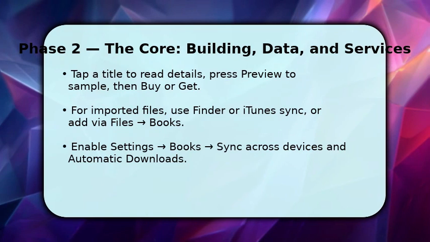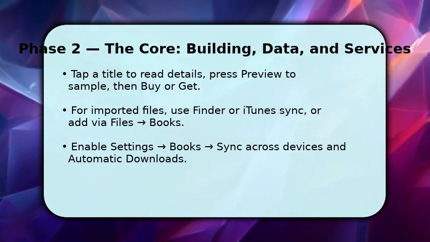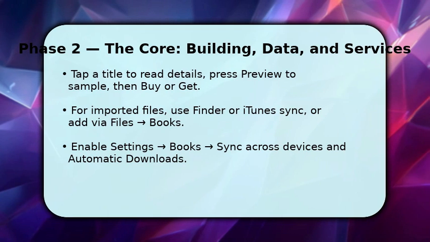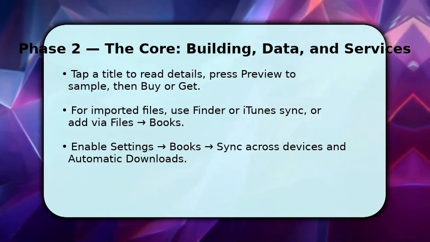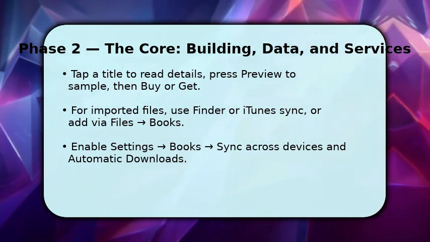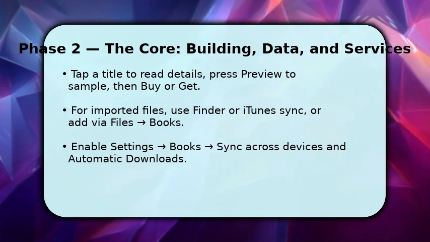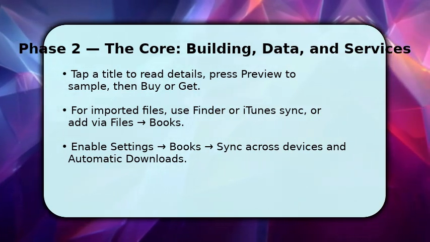You'll pick a title and use Preview to check narrator and sample length before buying. That helps avoid poor matches. After purchase, tap Download to store it locally. Make sure Automatic Downloads is on if you want new purchases across devices.